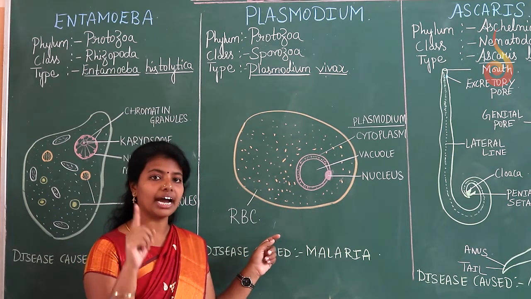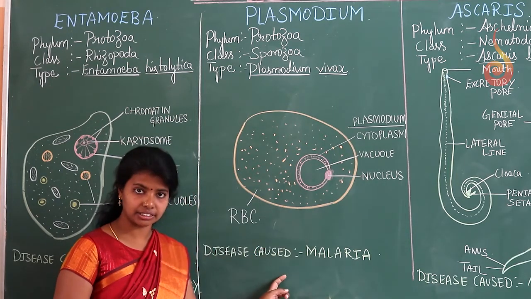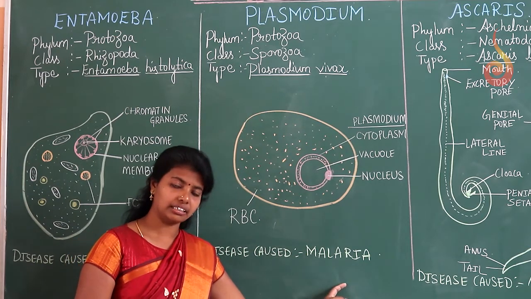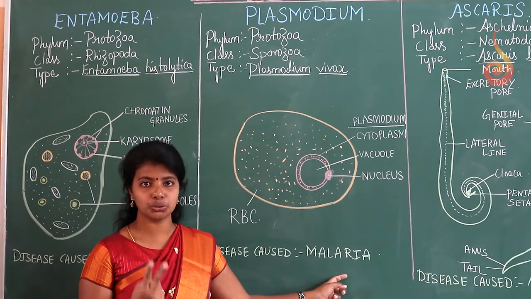Again I repeat, identification carries 1 mark and the disease caused by it, that is malaria. If you write this, you will get 1 mark. So totally you can score 2 marks.